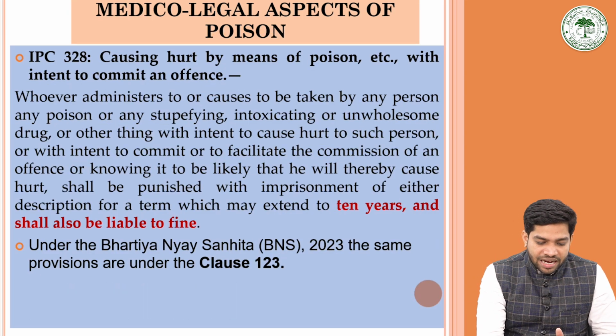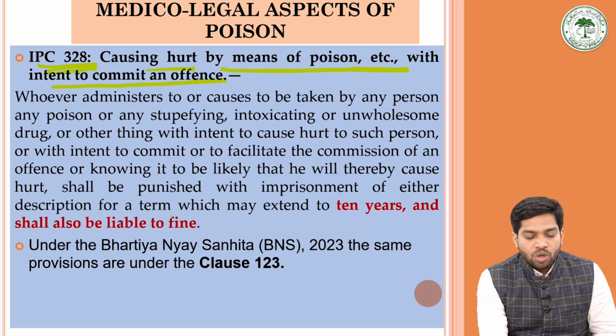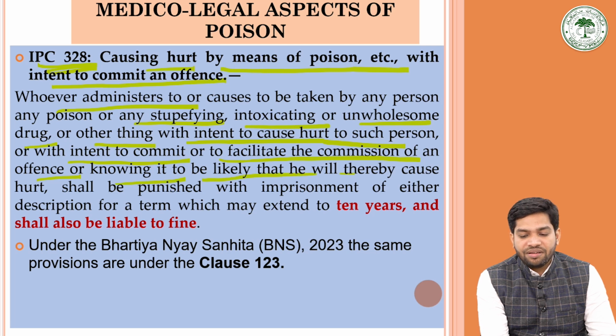And the last IPC that we have to know is the IPC 328. IPC 328 is causing hurt by means of any poison etc. with intent to commit an offense. So whoever administers to or causes to be taken by any person any poison or any stupefying, intoxicating or unwholesome drug or other thing with intent to cause hurt to such person, or with intent to commit or facilitate the commission of an offence, or knowing it to be likely that he will thereby cause hurt, shall be punished with imprisonment of either description for a term that may extend to 10 years or with fine.